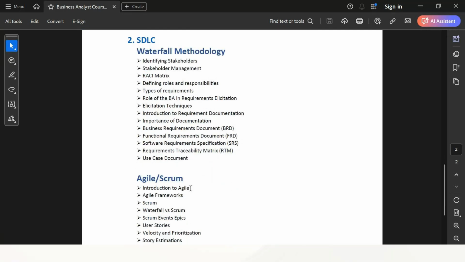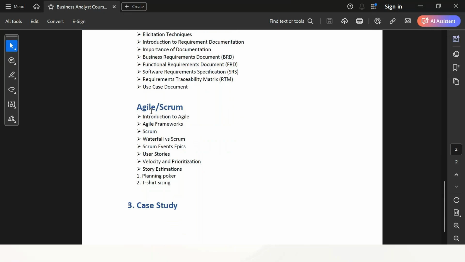Then we gradually move over to agile, where we will be focusing specifically on the scrum framework. So we'll try to understand what agile is, what the different agile frameworks are, particularly focusing on scrum within agile. What are the different scrum events? What is an epic? What is a user story? How do we write down a user story? What are the essential components of a user story? How do we measure effectiveness of a user story? What is meant by velocity? What is prioritization? How does story estimation take place?